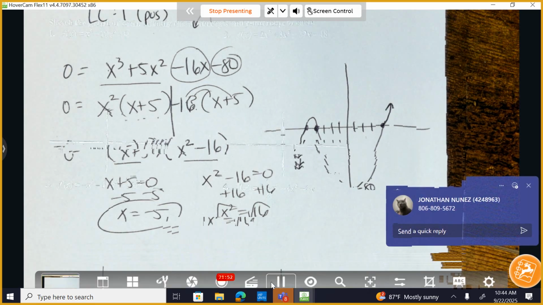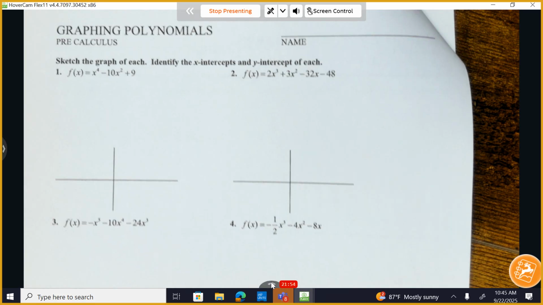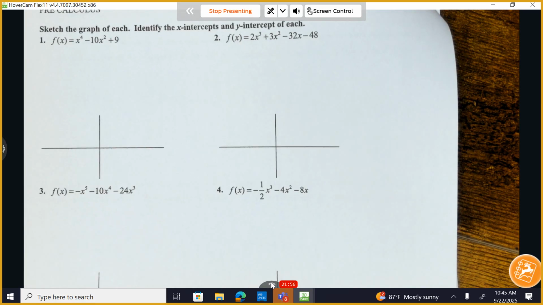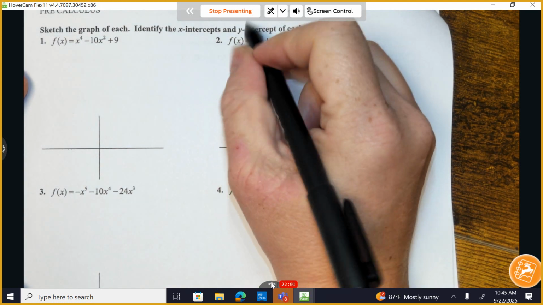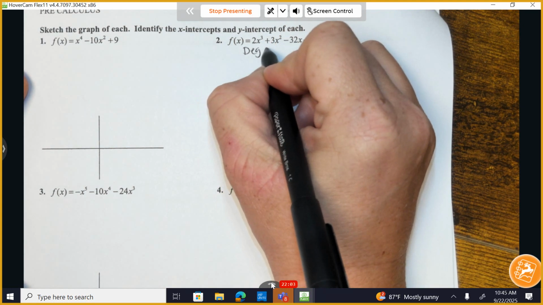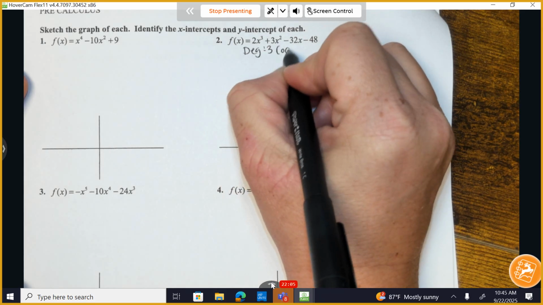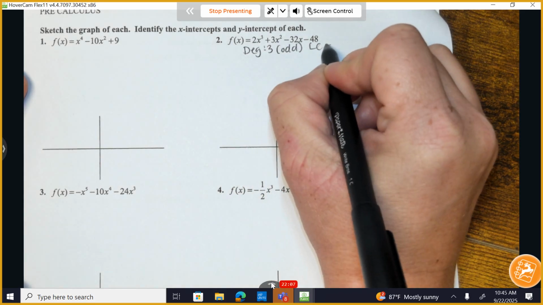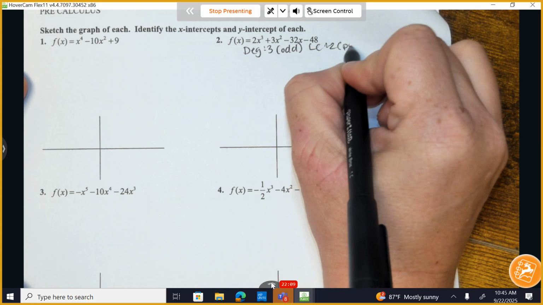So if you are home, you are going to take out your packet and find lesson 3. We're going to practice a few questions together to ensure you know what you're doing here. So we're going to start off by identifying the degree. This is degree 3. Behind it, I'm going to write odd. And we have a leading coefficient of 2, which is a positive number.